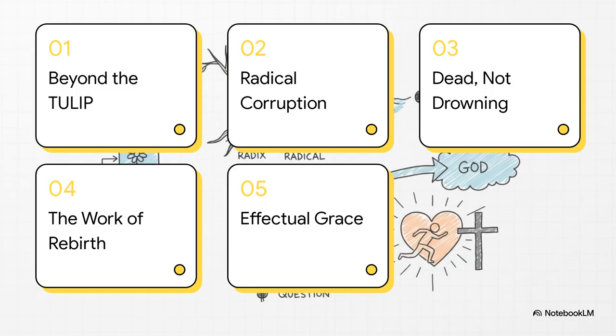So, here's our roadmap for this explainer. We're going to start by looking beyond that TULIP acrostic. Then we'll really get into the weeds on the first and honestly most critical point, what Sproul called radical corruption. From there, we'll look at the biblical case for being dead, not just drowning. We'll unpack the work of rebirth, and finally, we'll clear up what's really meant by effectual grace.